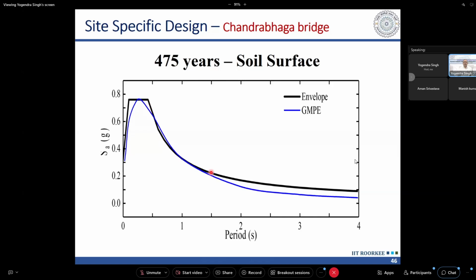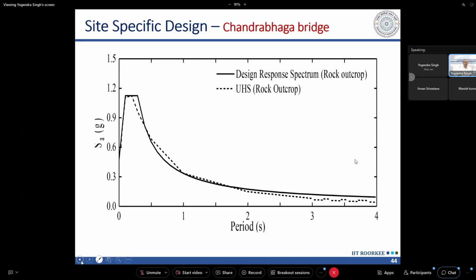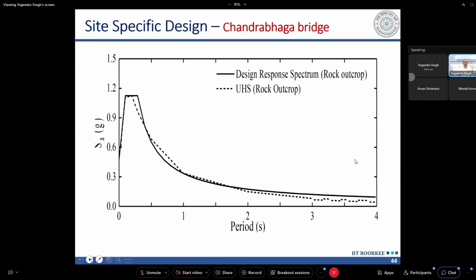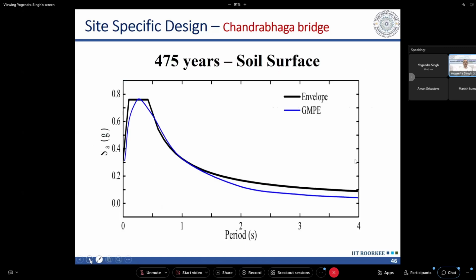Secondly, you see that the shape has also changed. If you look at the 1 second value, that will make a lot of difference. At 1 second now, it is roughly 0.4. Whereas in the previous case, in 475 years return period, at 1 second this is much smaller, less than 0.3 G. Whereas now it has increased to more than 0.4 G. So in the long period range, because of soil, the effect is more.